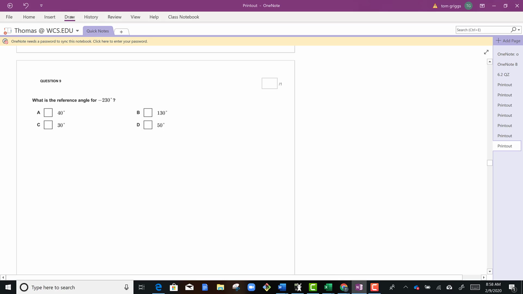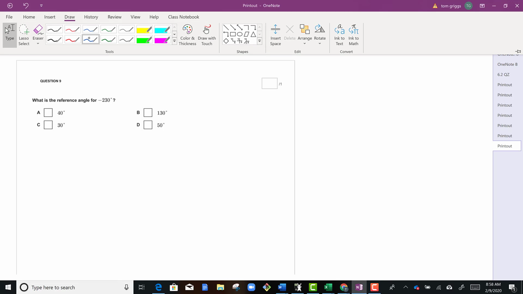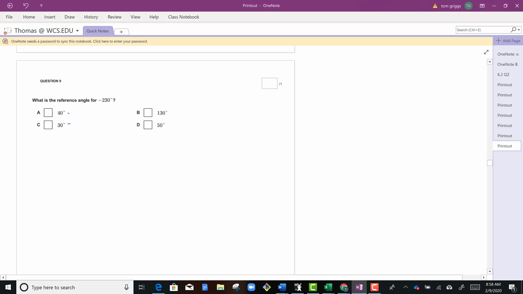Let's do an angle measure. So again, reference angles are always positive, but all these numbers are already positive. So that's not going to affect anything. So when we sketch negative 230, we're going to go clockwise. So that's 90, negative 90. That's negative 180.